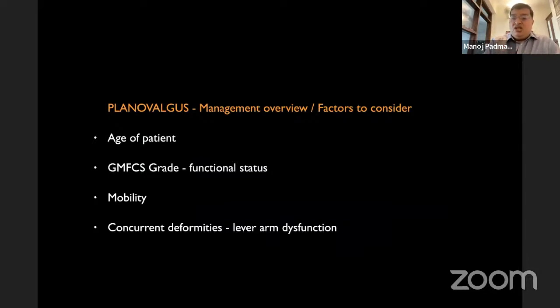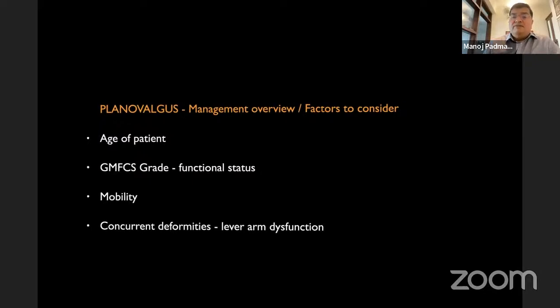GMFCS is great, and the functional status is very important in terms of what you can achieve and what your results are going to be with surgical intervention. Overall mobility matters. Concurrent deformities need to be addressed. So these are the factors that you need to consider in evaluation, not so much investigations. If anything, pedobarography is probably more important than radiological investigations.